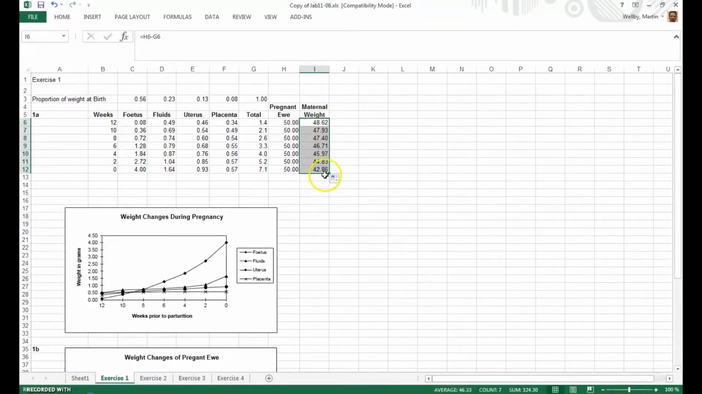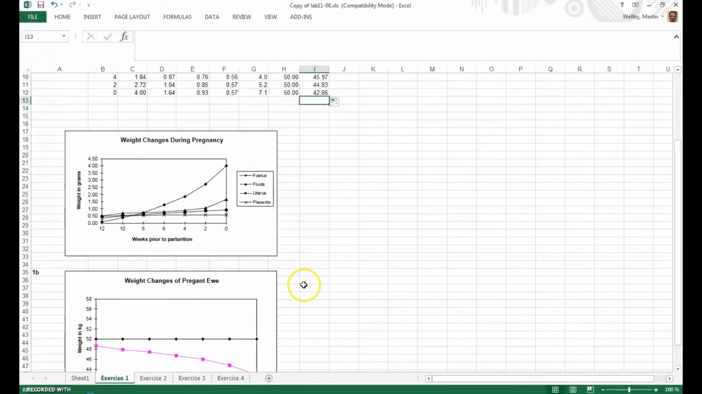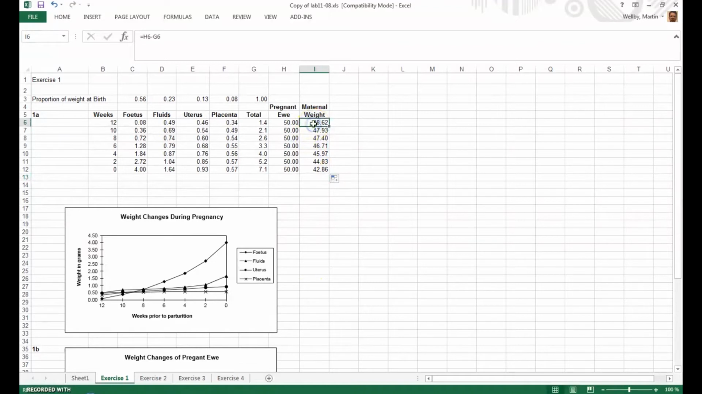Well, this column here shows you what is happening to her weight. She basically goes from 48.5 kilograms down to 42, 43, and that's represented on this graph here. So this is the live weight of the animal. This is what's going to be happening to the mother, because a larger proportion of what you're weighing is not technically the mother, it's the products associated with the pregnancy. So you can switch these things around here.